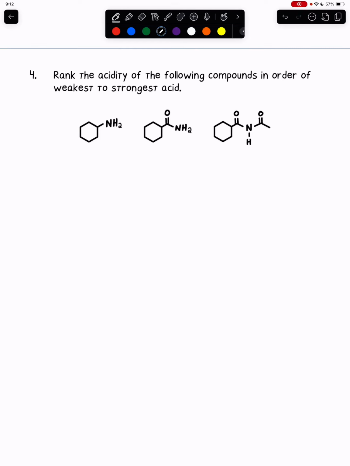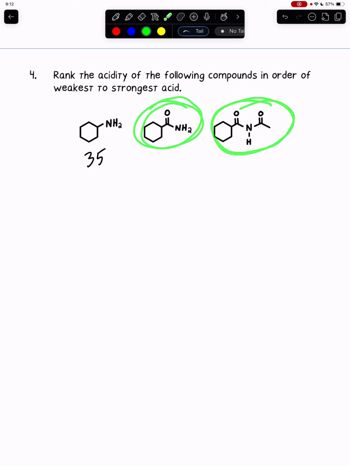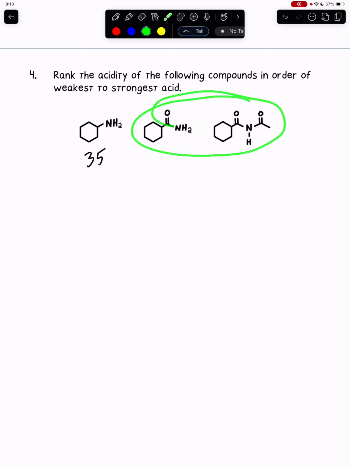In this question, you're being asked to rank the acidity of the following compounds in order of the weakest to the strongest acid. So, again, if you know the pKa value of all of these, which I don't, I know this one's probably about 35. I can tell this one's going to be less than that, and I can tell this one's also going to be less than 35, but I have no idea what the actual numbers for these are. And that's the downside to memorizing pKas. But again, I don't want you to do that anyways.